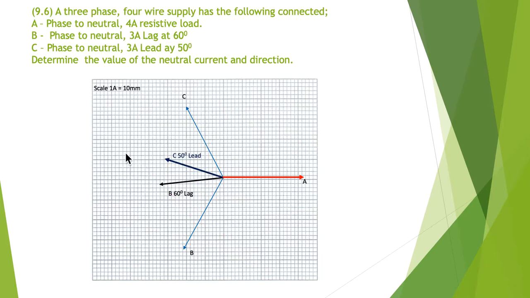The next thing I have to add is the C phase, and remember the C phase was a lead. So C phase was 50 degrees lead. Phasor rotation is in this direction. So here's my C at 50 degrees lead, also at 3 amps.